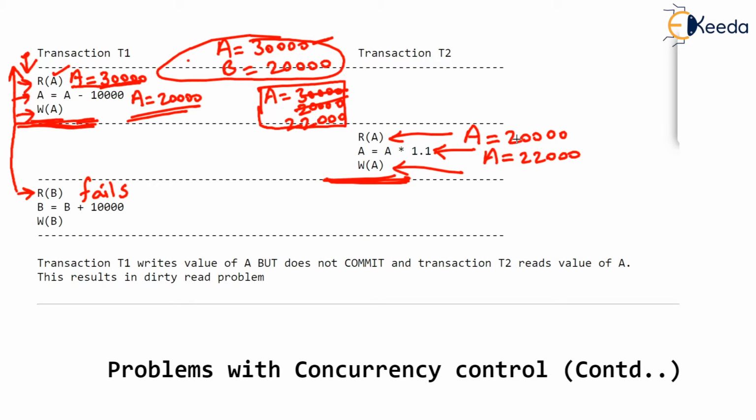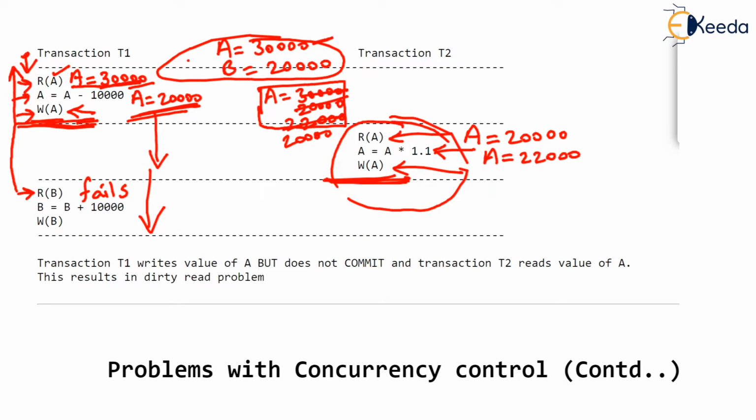Just check. When it runs, it makes A equal to 20,000. It writes the value of A. So A now is 20,000, isn't it so? And then it continues to transfer the amount to B. But the problem is that whatever has happened with this transaction here, this transaction is lost.